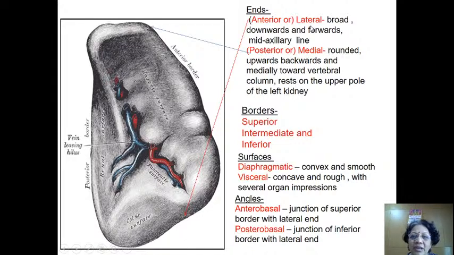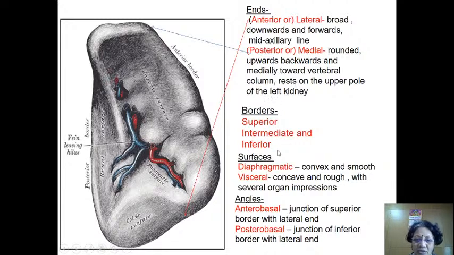So the anterior or lateral end is broad, downward, forward, and almost never crosses the mid-axillary line. So it doesn't come more anterior than that. So probably best to call it the lateral end. Then the medial end is rounded, upward and backward and towards the vertebral column, and almost rests on the upper pole of the left kidney.